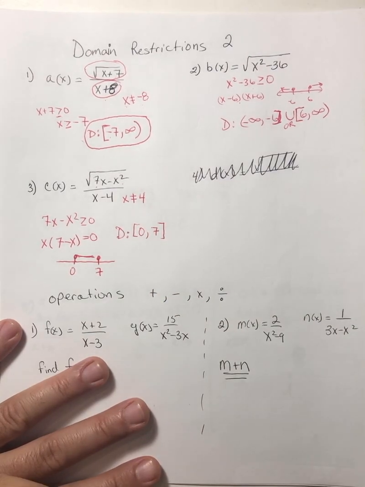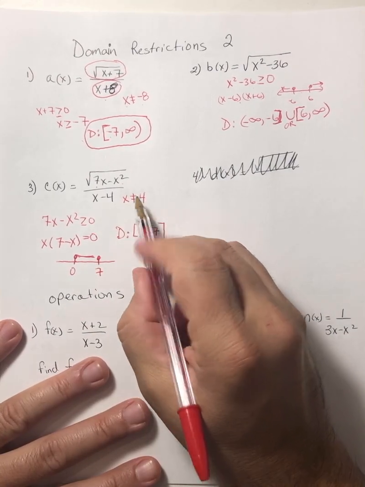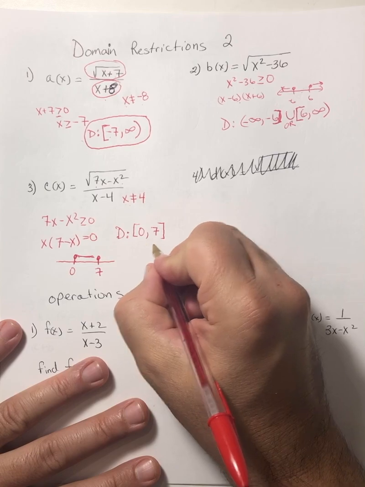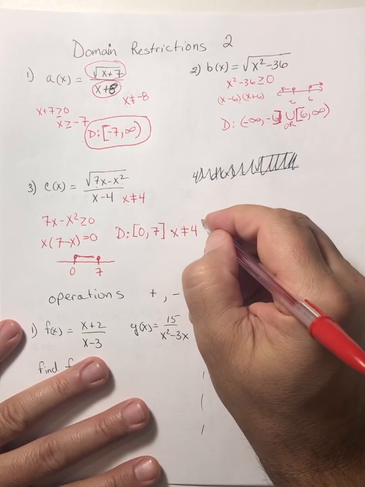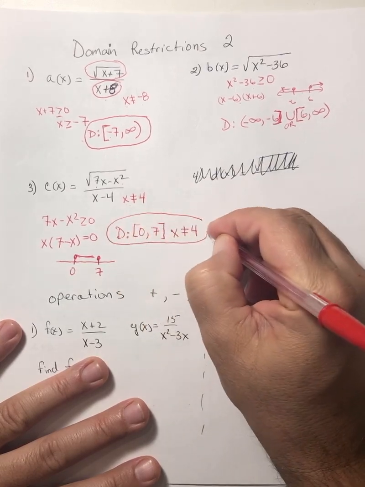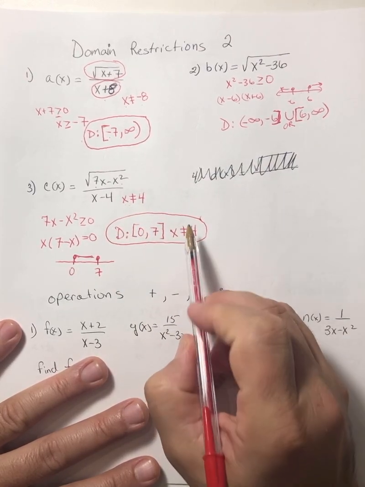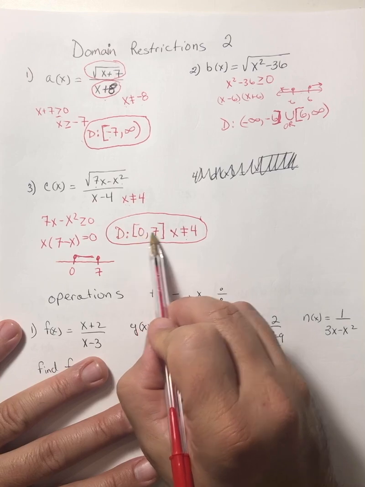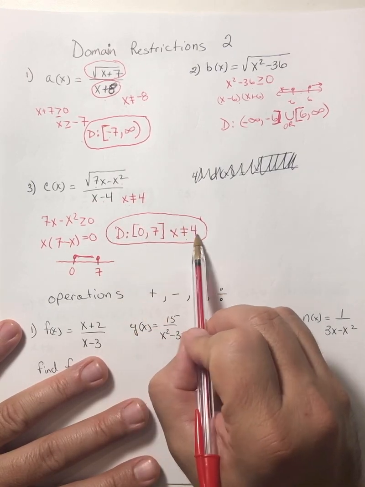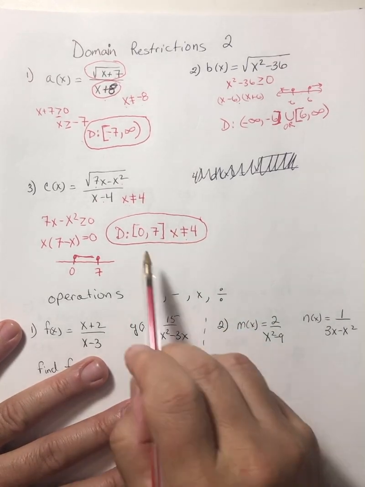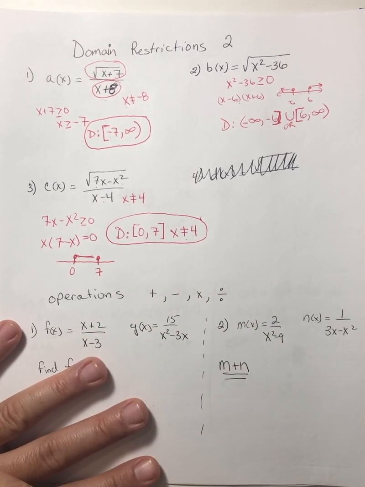Now, I have to include this: x cannot equal 4 as our domain. Notice here I included it because 4 is in between 0 and 7, so we can't have a 4 in the denominator, so we have to make sure we throw it away. So now we took care of our domain restrictions.